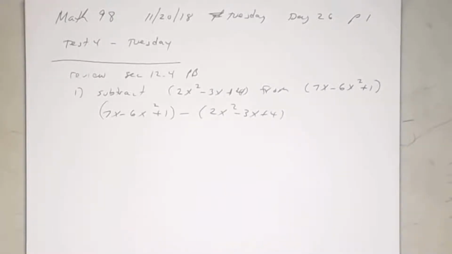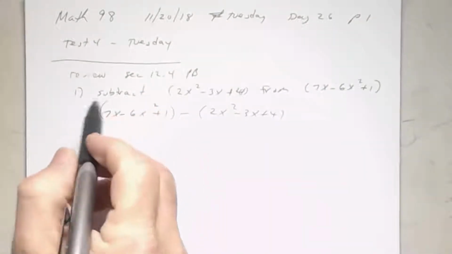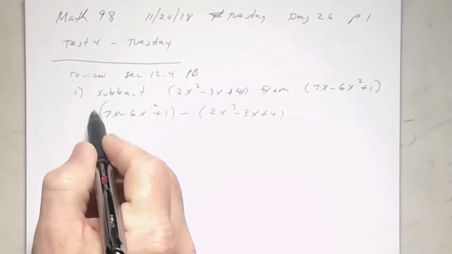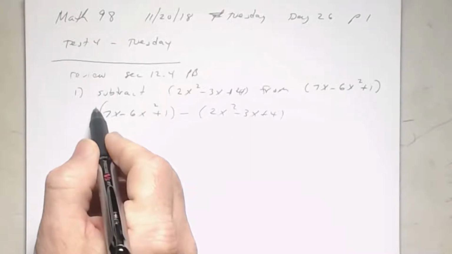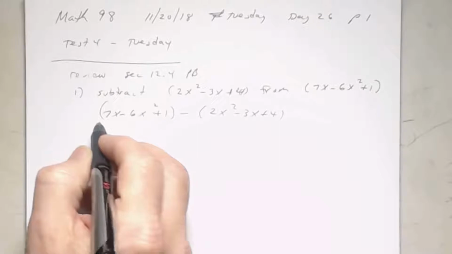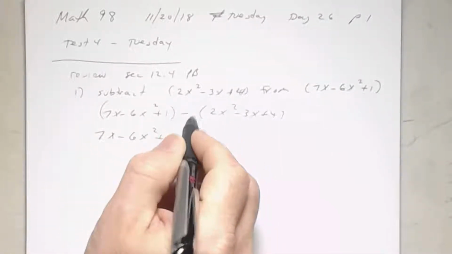Now what are you going to do? Now is where you get rid of the parentheses. So the first one I can just remove. And remember, you can also think about this like the distributive property. What number is in front of this first parentheses? 1. And then 1 times anything is itself. So that's just 7x minus 6x squared plus 1 over here.